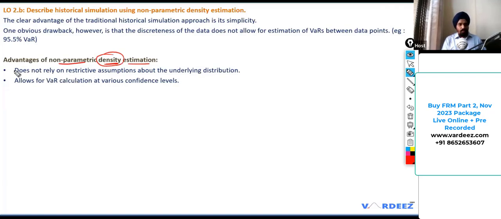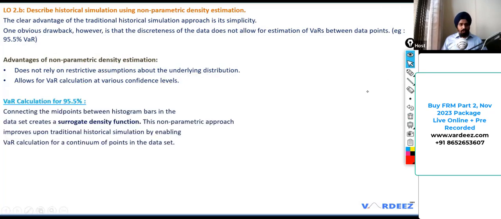Okay. And what's the benefit of this? Well, it does not rely on restrictive assumptions, because we are talking about non-parametric methods, and they do not rely on the underlying distribution. Secondly, it allows for VAR calculation at various confidence levels, just what we've been talking about, the density estimation. How do you do that? Well, for that, we need to look at the VAR calculation for 95.5. Okay, just a simple example.